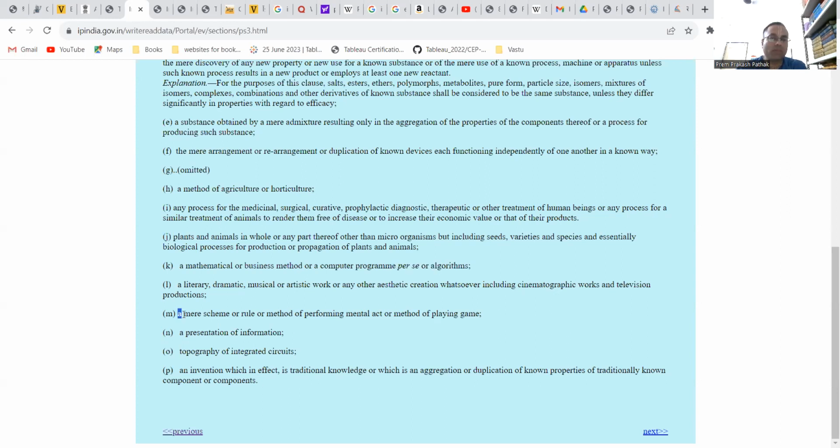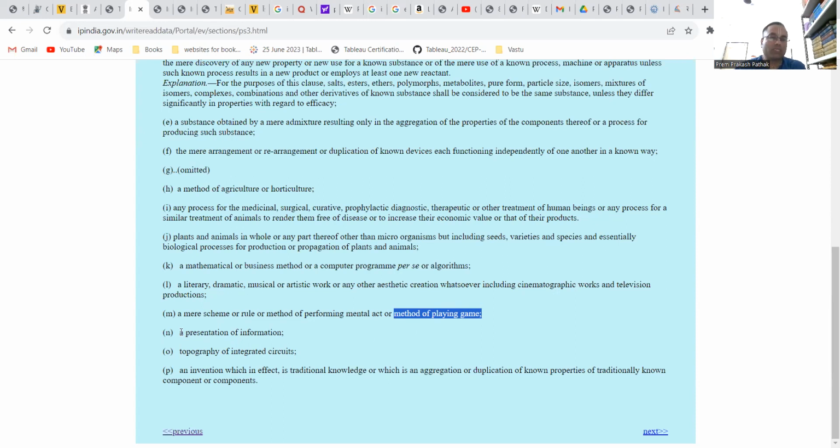Similarly, M, mere scheme or rule or a method of performing mental act or a method of playing game. So these are also not patentable. If you formulate a rule or a mental act or a method of playing games. If we have designed a game and you want to stop players from playing the game because it's a patent, this is also not allowed.